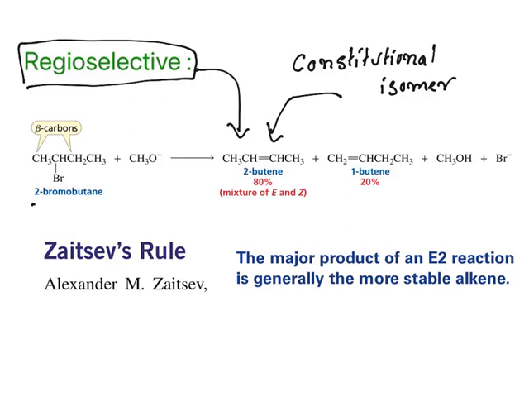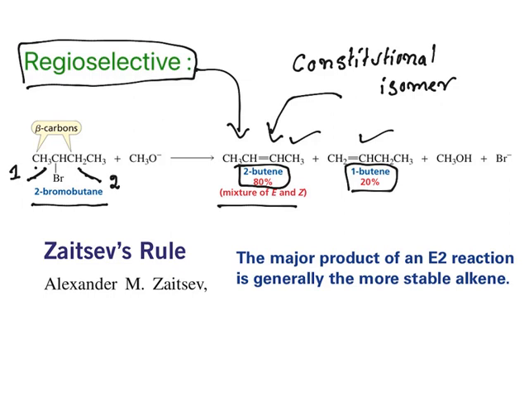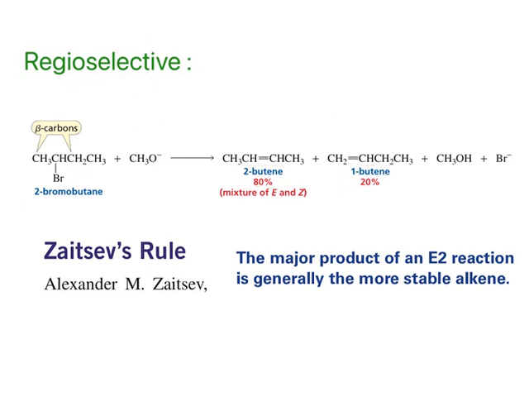See, you can see this in 2-bromobutane, you have two beta carbons. That means two beta protons can be eliminated, either this or this. If this one is eliminated, you will get 1-butene. If this one is eliminated, you get 2-butene. But out of them, 2-butene formation is more, 80%, compared to 1-butene, which is 20%. So you have chance of forming two constitutional isomers and one is predominantly formed. Hence this reaction is called as regioselective.